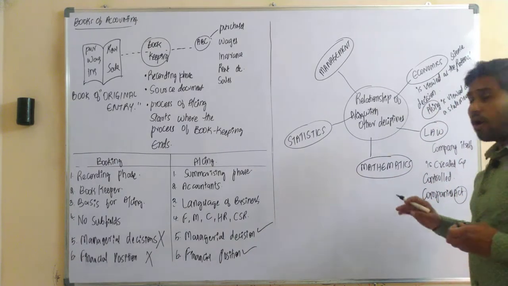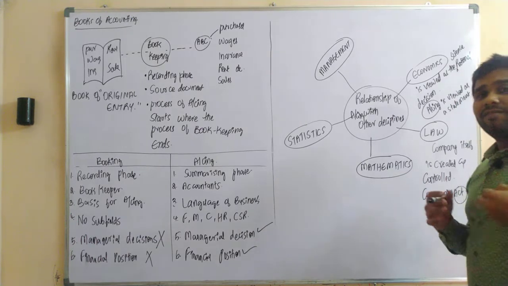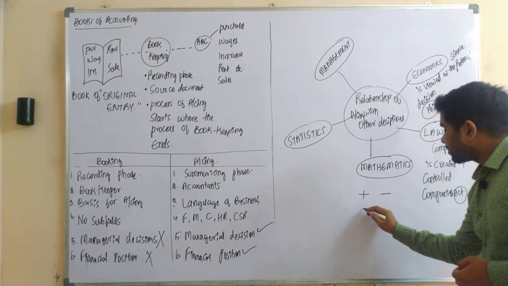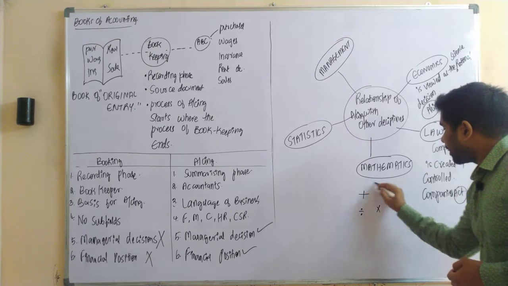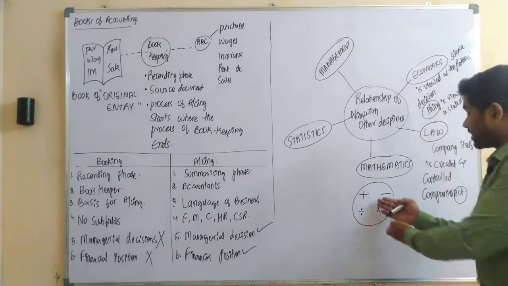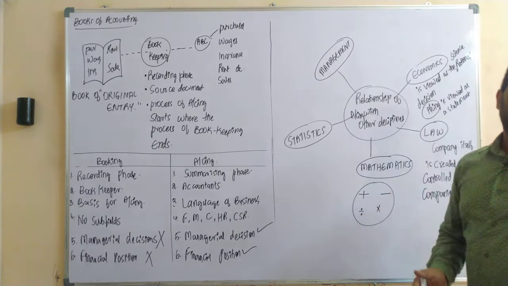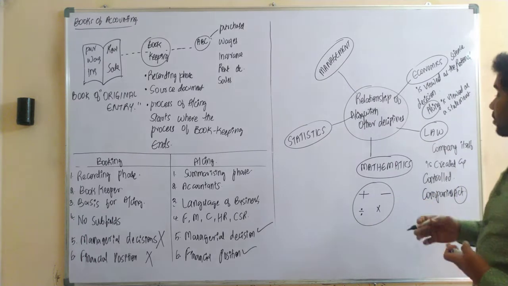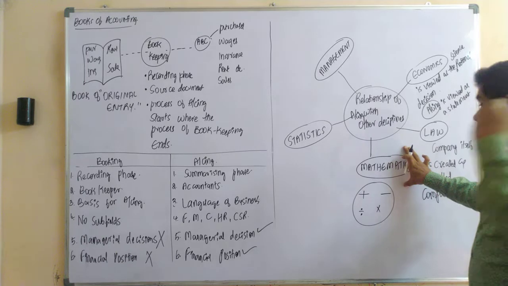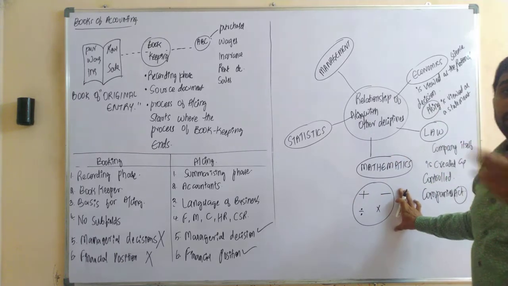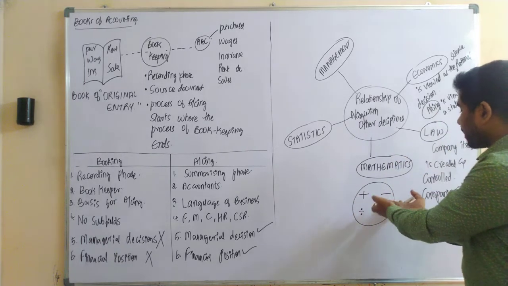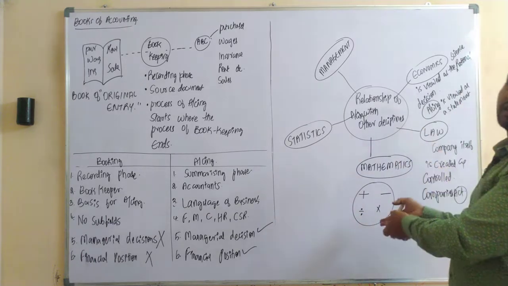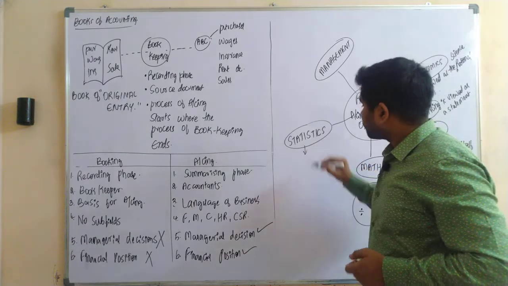The algebraic form of mathematics can be converted into simple forms of plus, minus, divided by and into. This is the relationship between mathematics and accounting. The formulas of mathematics can be converted into a simple algebraic form, that is nothing but plus, minus, divided by and into. These are used in your financial accounting. That is nothing but the relationship. Next one, statistics.